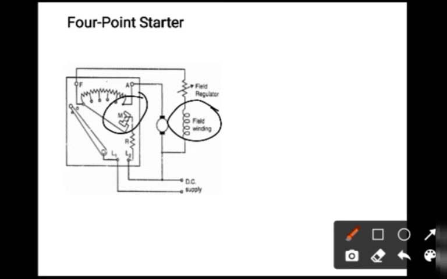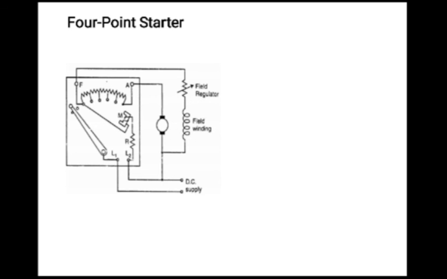In case of the 3-point starter, the NVC coil is connected to the field winding, but in case of the 4-point starter, the NVC coil and field winding connections are independent. The only difference between the 3-point starter and 4-point starter is the connection of the NVC coil, but the working of both starters is the same.